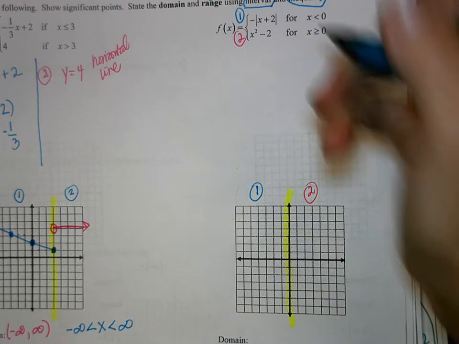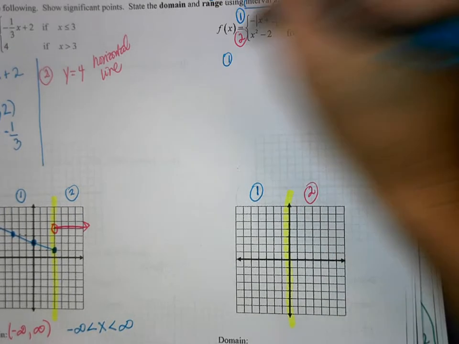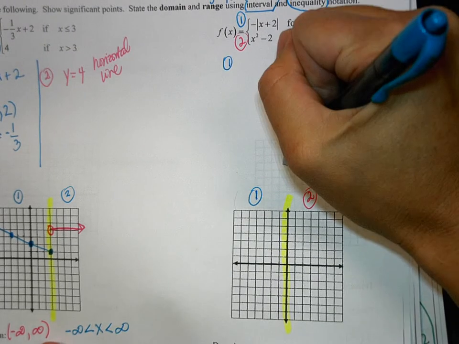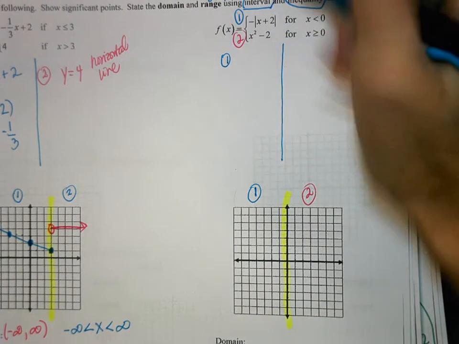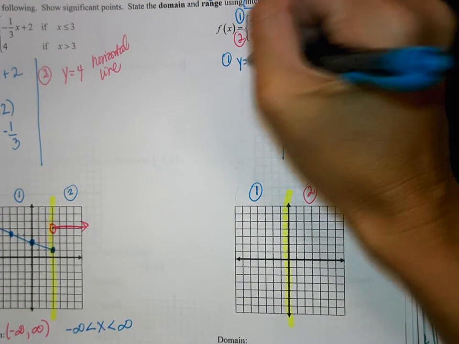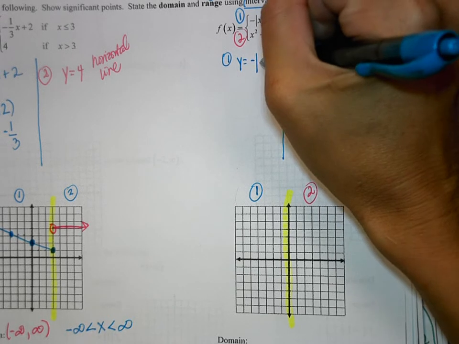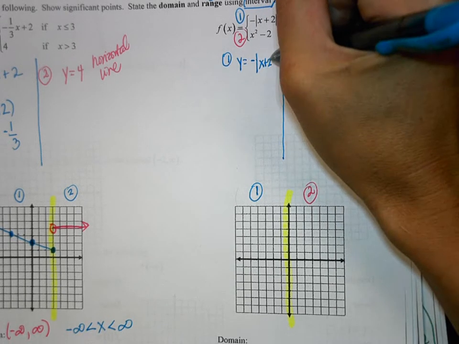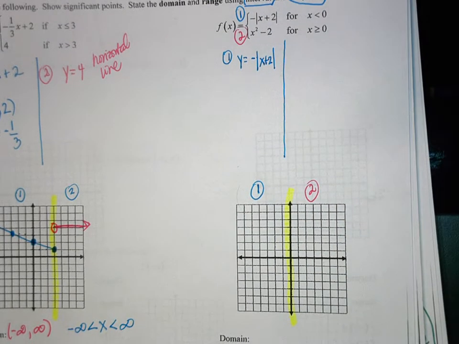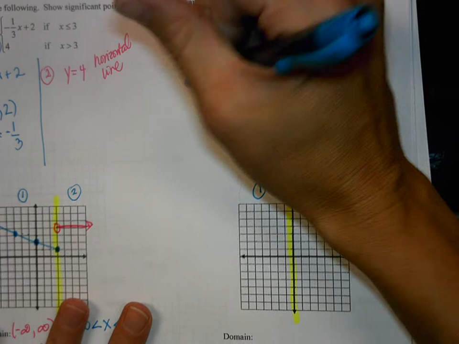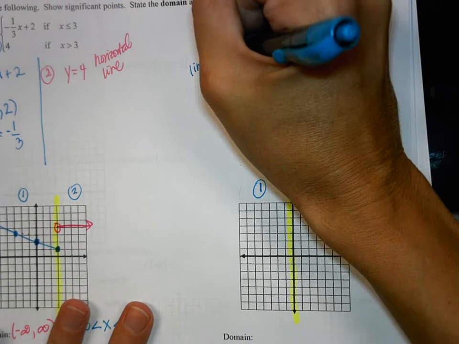So we're going to start here with equation 1, and I'm going to rewrite that equation. Y equals negative absolute value of x plus 2. The fact that it has an absolute value tells me that it's what type of graph? Linear absolute value. Good.